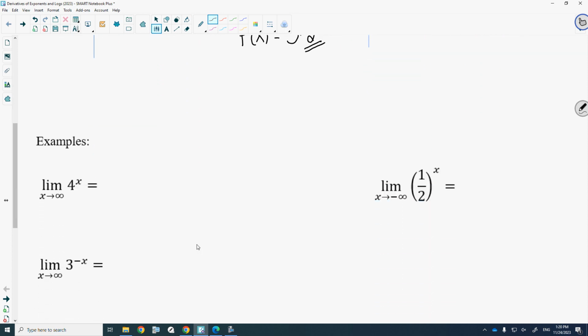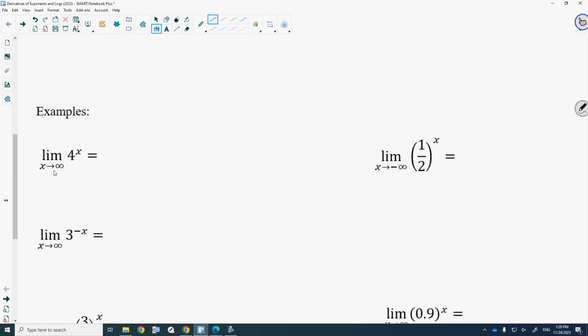Okay, so let's look at these examples. The limit as x goes to infinity of 4 to the power of x. So this would be an example where my base is greater than 1. So that's going to represent a growth function. So it'd have a y-intercept of 1, and it would be a growth function. And it's asking as x approaches infinity, so as x gets bigger and bigger and bigger, what is our limit approaching? Well, as x gets bigger and bigger and bigger, our limit is going to approach infinity.